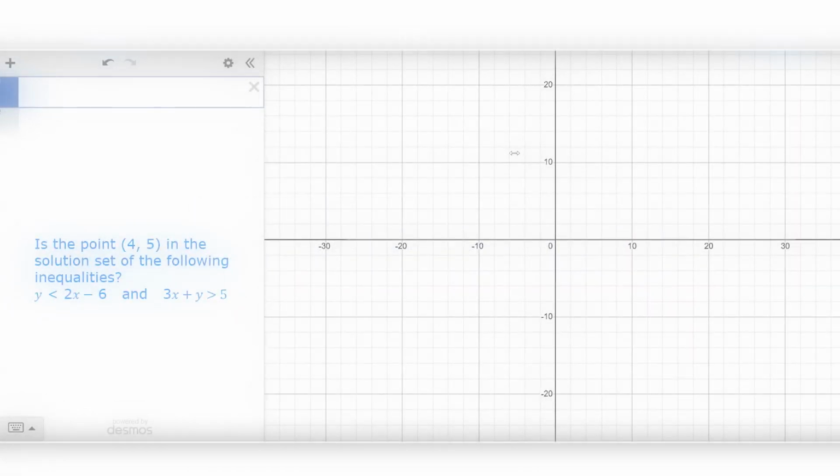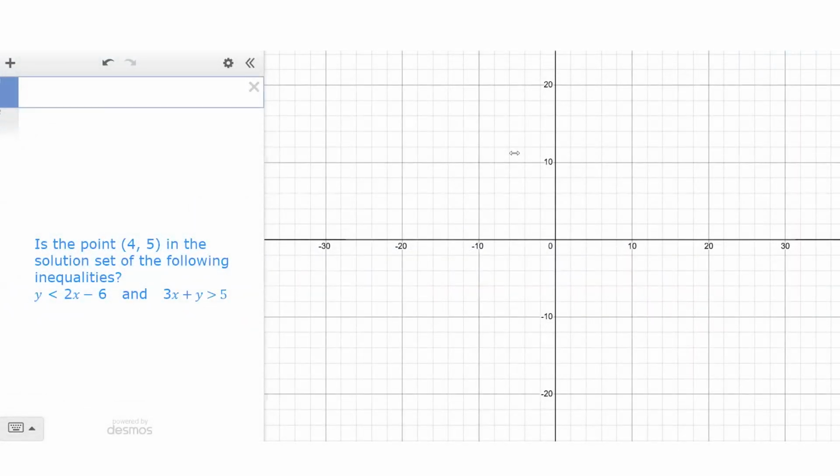All right, I'm going to show you how to do a problem on Desmos. This is not complicated, but if you don't know what you're doing, it just gets kind of irritating. So I'm going to show you what we're doing. We're going to graph two inequalities, and then we're going to see if a point falls in that graph. It's actually really easy, and it leads you to working other problems. So let's just get started.